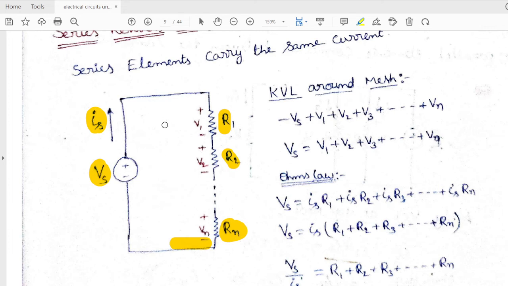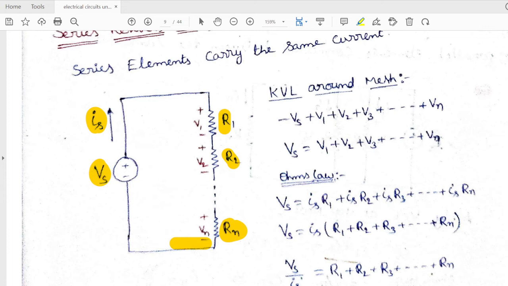Now if I apply KVL for this loop, see, for example, I am applying KVL in this loop. According to our convention, we are starting with the negative terminal of the source. So minus Vs plus the current flowing through this, which I am assuming as Is. Okay.